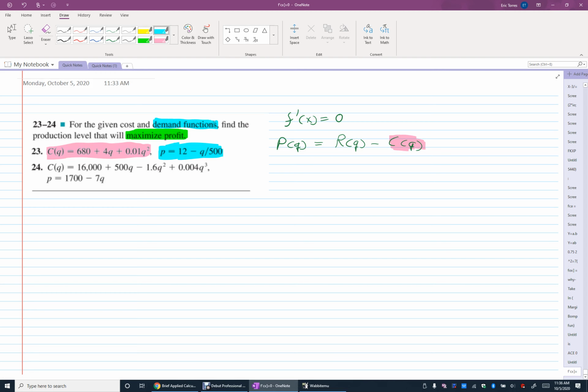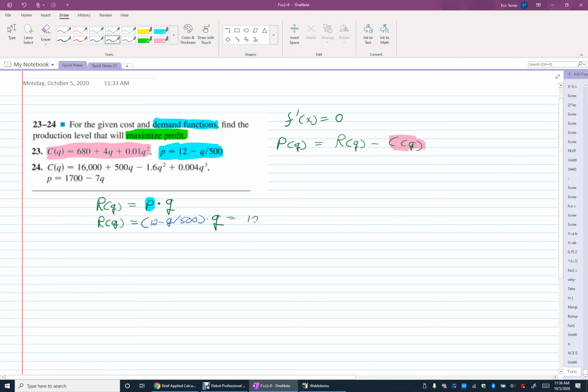So first of all, let's talk about what the definition of revenue is. Revenue is equal to price times quantity. And I need everything in terms of Q. And I know what my price is. So I have to create my functions from my given information. So my revenue function is going to equal the price times quantity. I'm going to simplify this to get my revenue function.